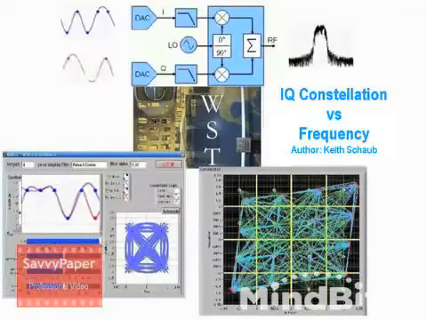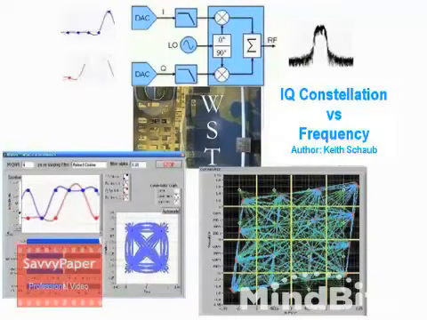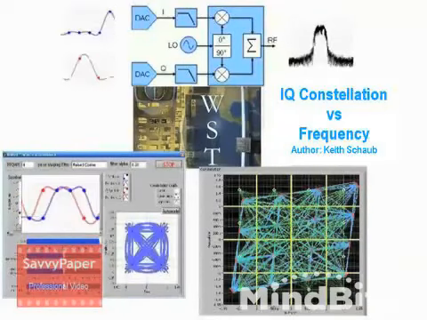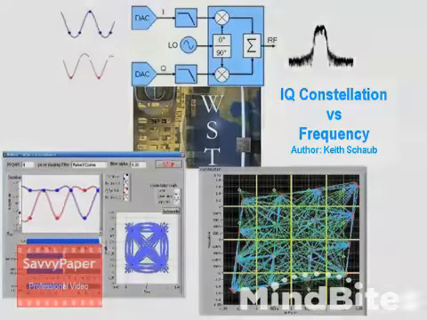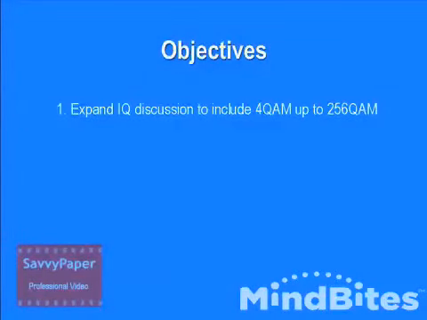Welcome to this advanced tutorial titled IQ Constellation versus Frequency. In this tutorial, we will continue with MQAM as our focal modulation scheme. First, we will expand our IQ constellation discussion to include 4 QAM all the way up to 256 QAM.